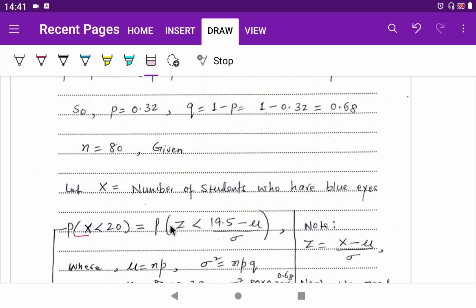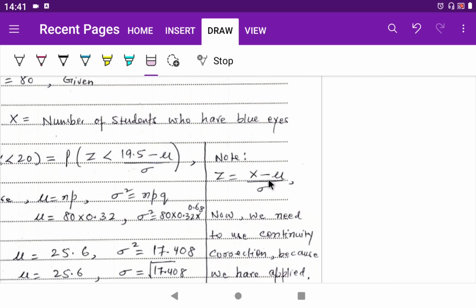This can be written like this: P z less than (19.5 minus mu) upon sigma. And z is equal to x minus mu upon sigma, because we are using the normal distribution here, and the normal distribution is only valid for continuous data, but the number of students is not continuous. The student is discrete data: 1, 2, 3, 4, 5. The student can't be 1.2 students, 3.5 students, 4.5 students. A student count can be 2, can be 3, can be 4, like this.